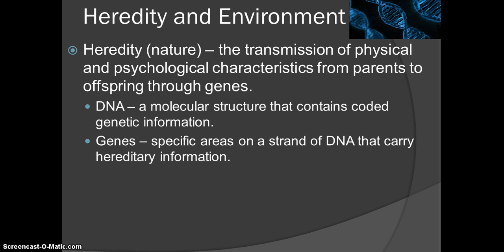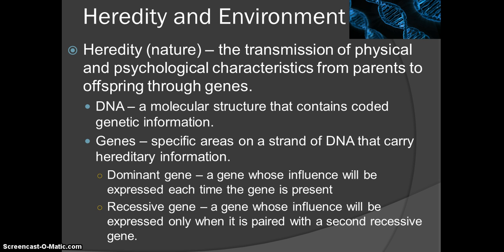And there are two types of genes. There is dominant gene and recessive gene. A dominant gene is a gene whose influence will be expressed each time the gene is present. So, for example, if the brown eyes gene is considered a dominant gene, then if one of the parents transferred that gene to the child, then the child's eyes will be automatically brown.